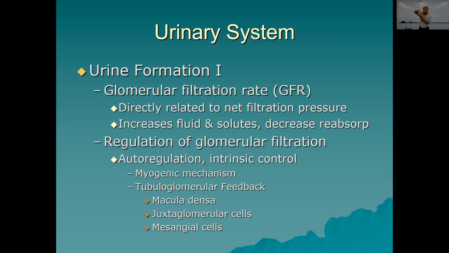If you make the diameter larger, GFR goes up. More blood goes into the glomerulus, GFR goes up. The smaller you make the afferent arteriole, the less fluid goes into the glomerulus. The smaller GFR is.